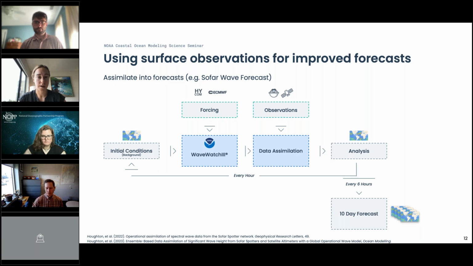And we know that there are quite large departures or differences between observations and, say, a model state as you're trying to initialize. And so any observations can be really critical in improving your skill.